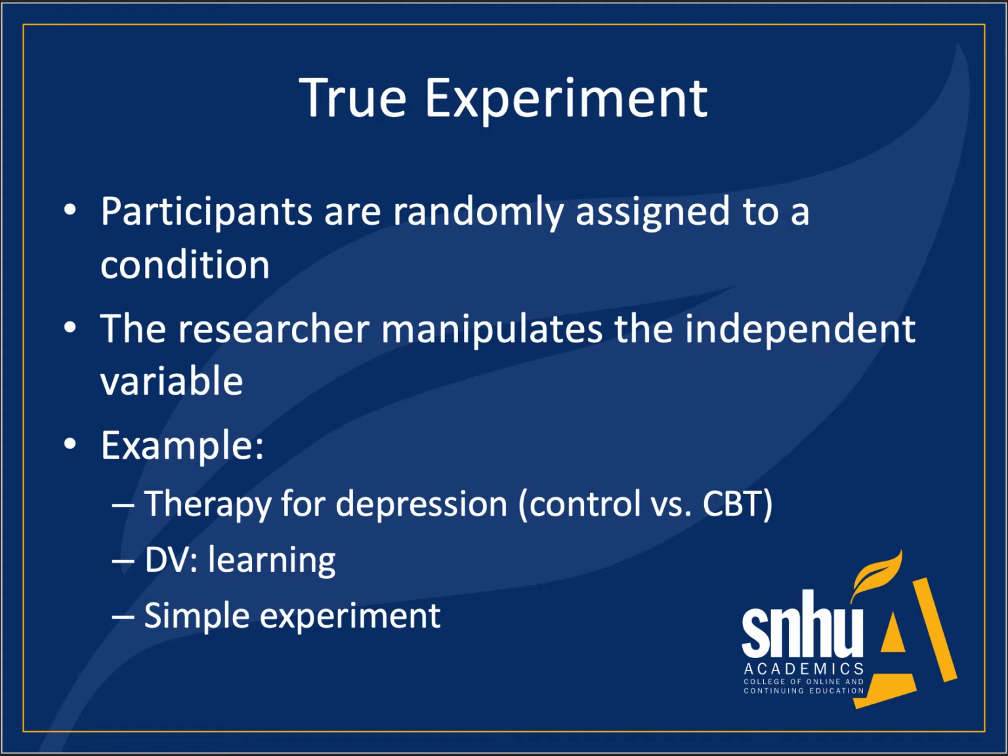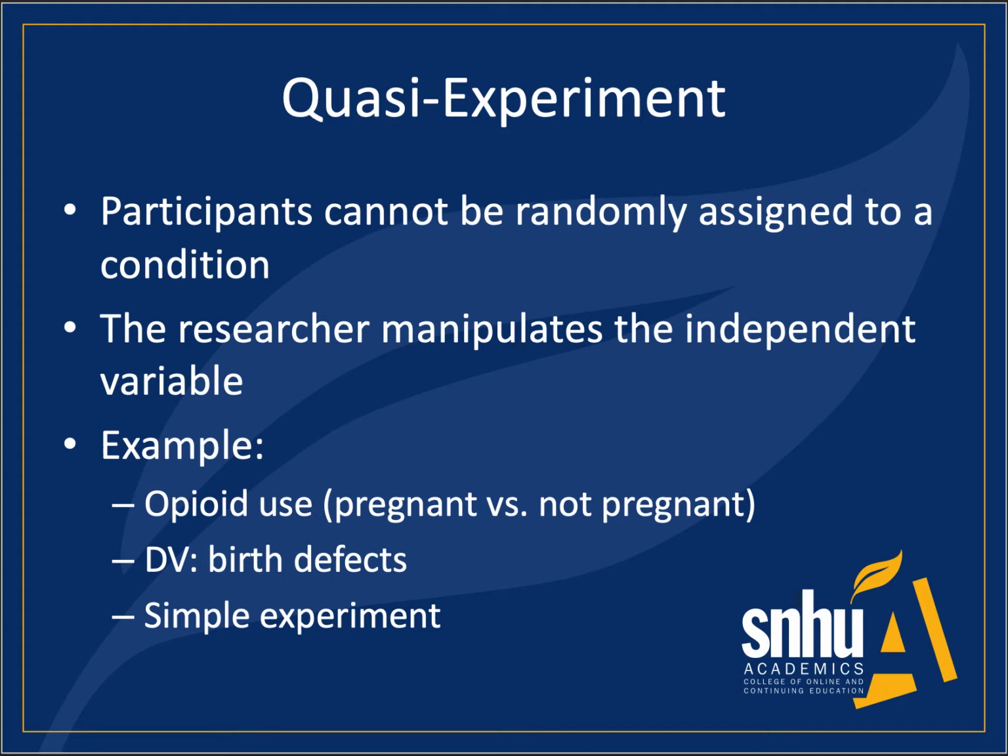So that means if I'm taking a look at, for example, people who are depressed, whether or not they do better with therapy or without therapy, then I will randomly assign each person to either the control group or the therapy group and see whether or not their depression improves. It's a simple experiment because it's only one independent variable, one dependent variable. And it's a true experiment because all the participants are randomly assigned.